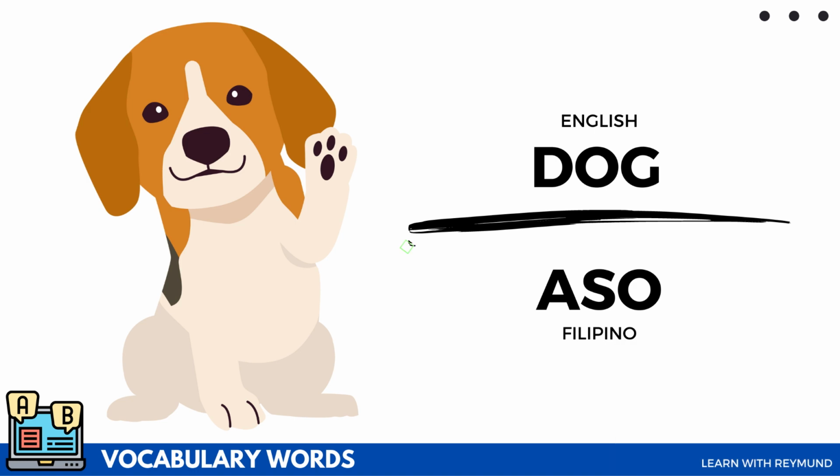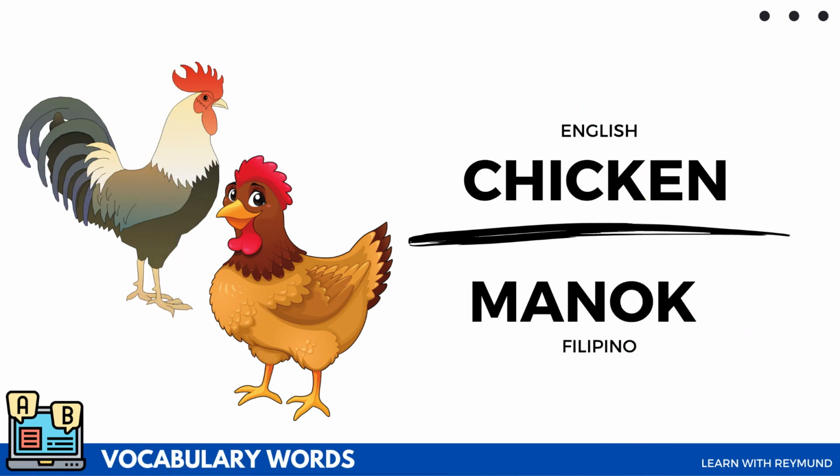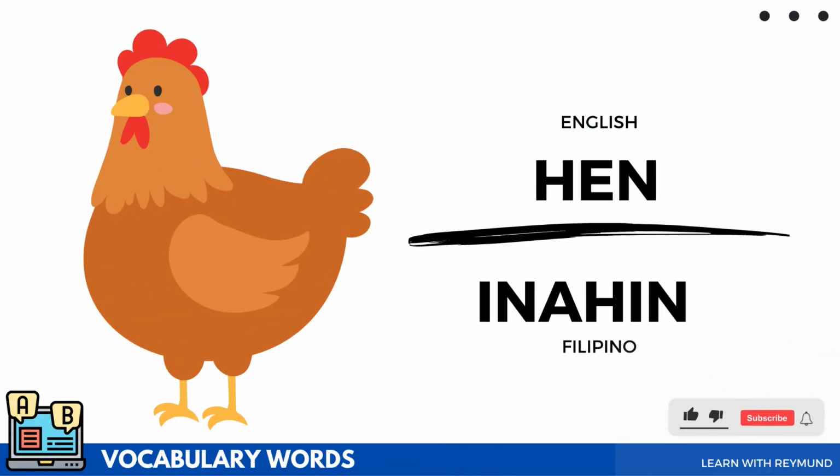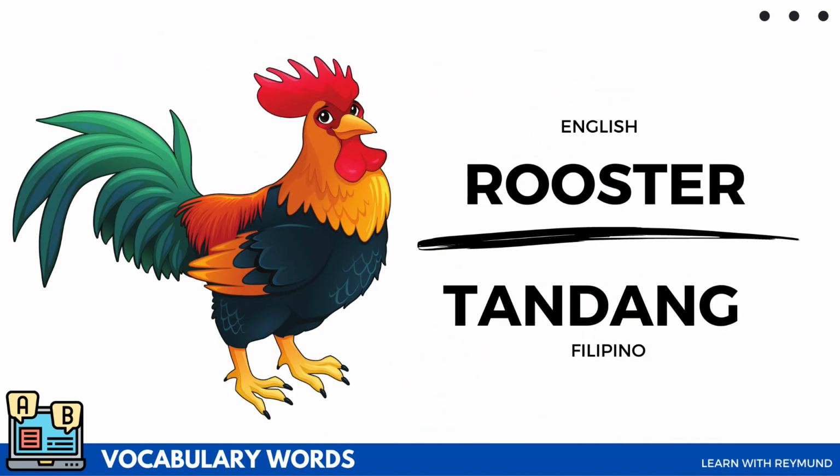Dog, aso. Chicken in English, and in Filipino, it's manok. Chicken, manok. Hen in English, and inahin in Filipino. Hen, inahin. In English, it's a rooster, and in Filipino, it's a tandang.